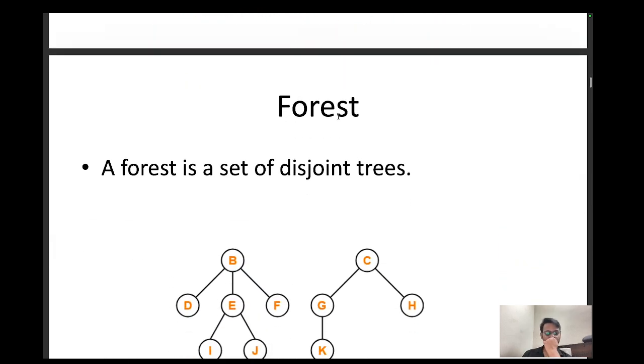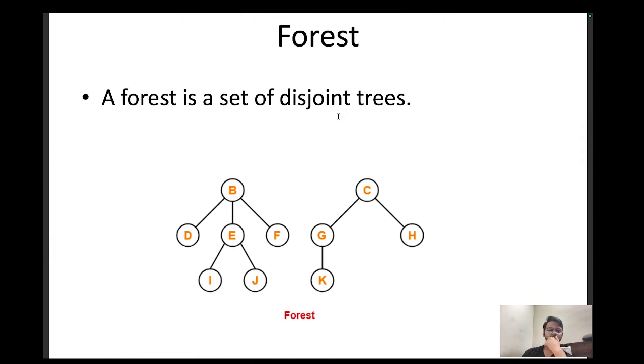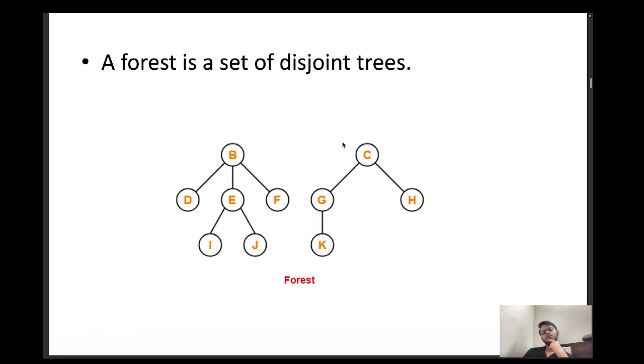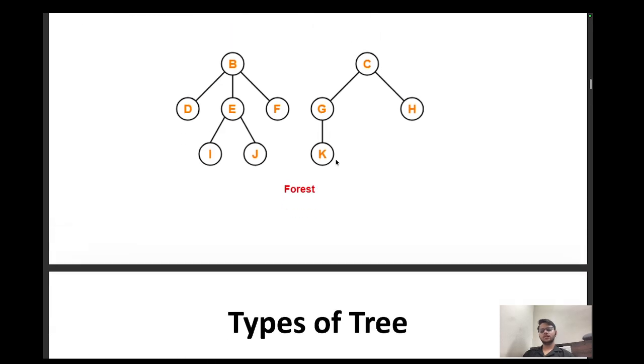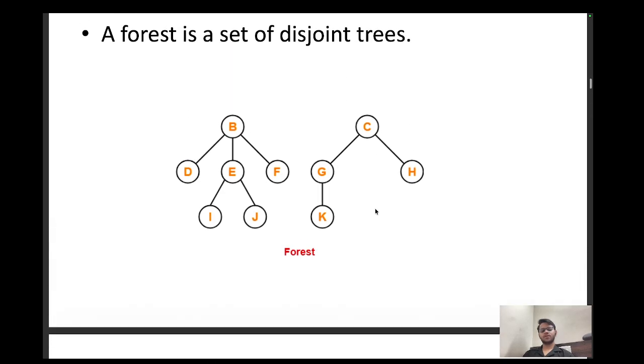A forest is a set of disjoint trees. You can see there that there is no link between this tree and this tree. These trees are not connected to each other, so they are disjoint. They do not have any common connection. These disjoint trees together are denoted as a forest.